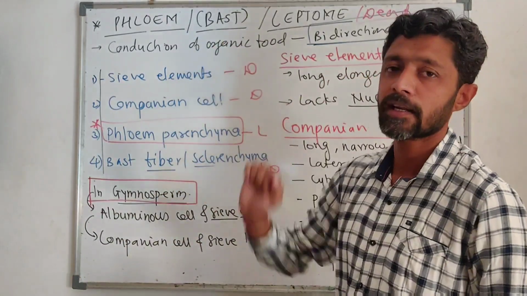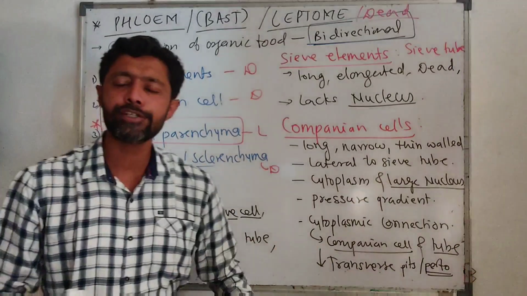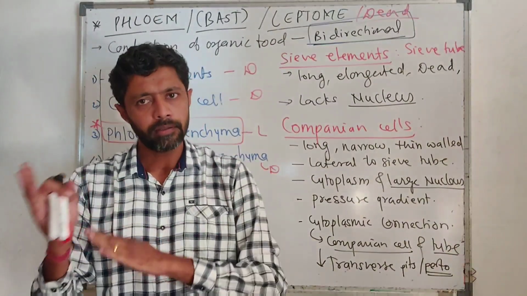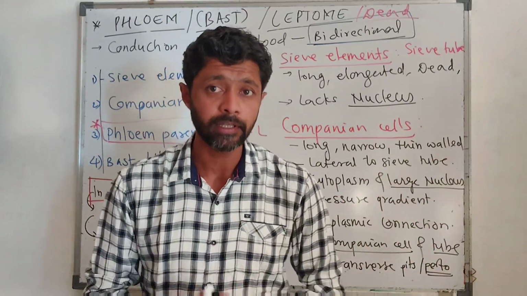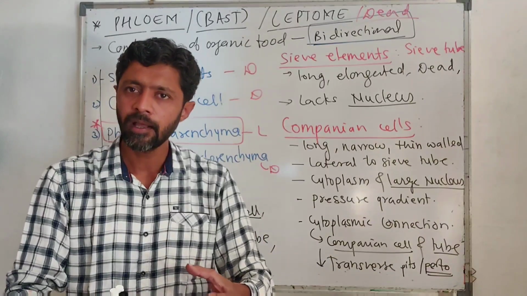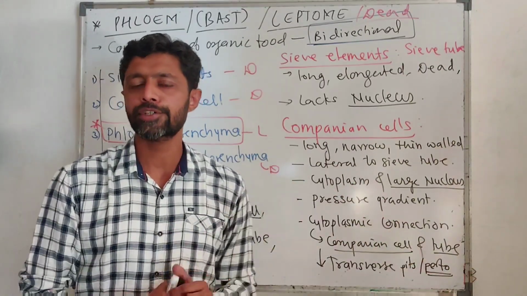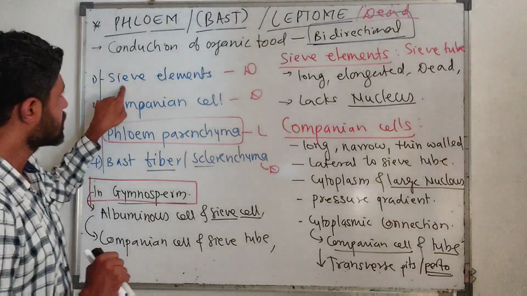So here phloem will be considered as dead tissue. Now, as phloem is a complex tissue, just as xylem was also a complex tissue, more than one tissue has come together. So here also the different tissues will come together, and they will form your complex tissue, that is phloem. So here 4 different types of tissue will come together.